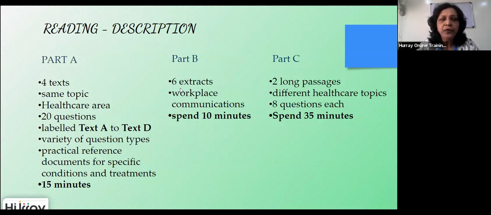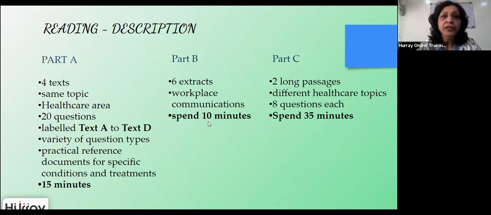In part B, you have 6 extracts. They're all workplace communications. You can spend about 10 minutes. Once your part A question answer sheet is taken, then you get part B and C together. You finish these 2 in 45 minutes. So totally you have 1 hour. 45 plus 15: 45 minutes for part B and C together, and part A is 15 minutes.